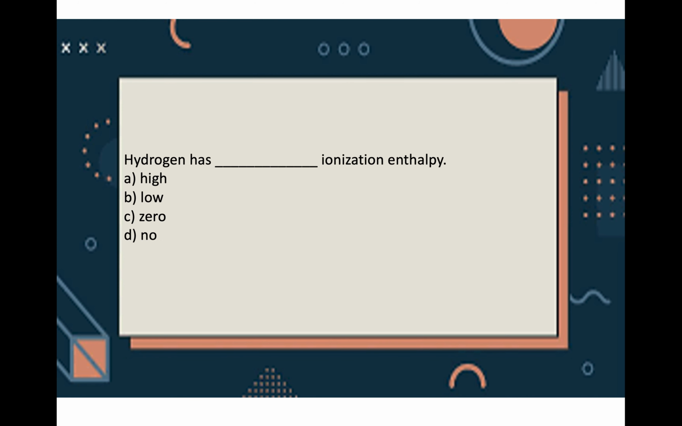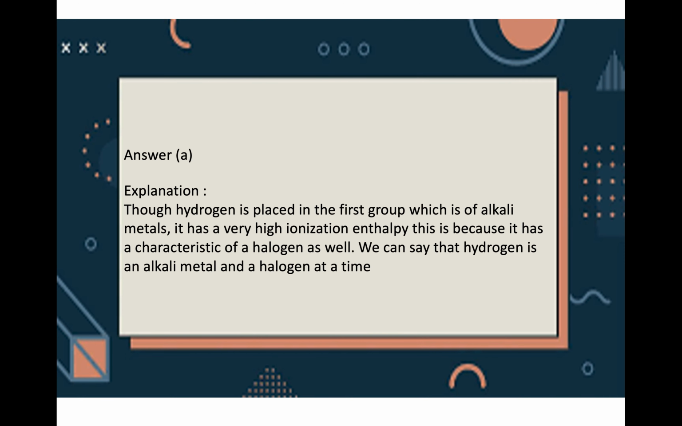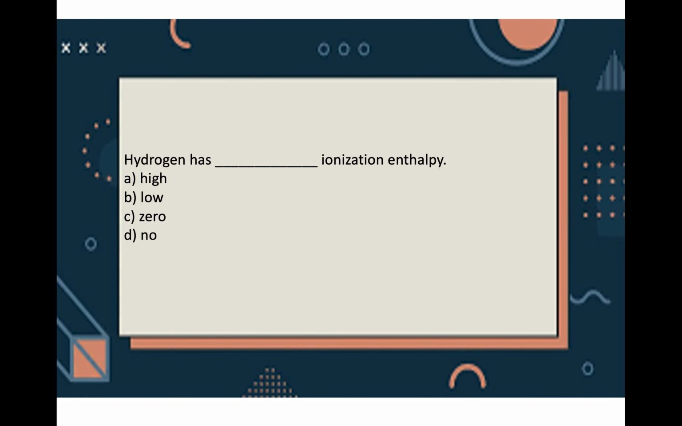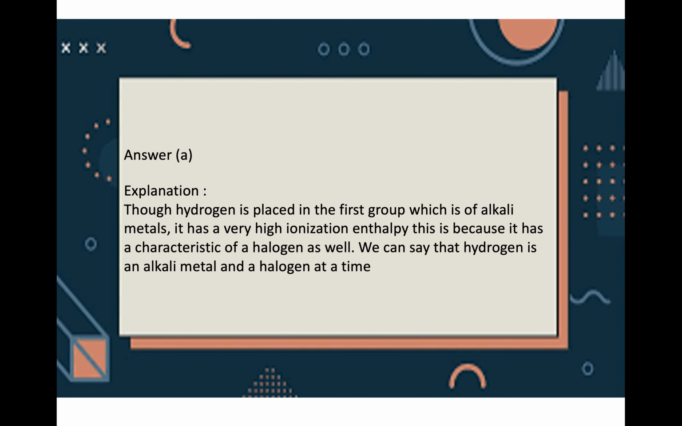Now, next question, hydrogen has dash ionization enthalpy. A is high, B is low, C is 0 and D is no. So, answer is A. It is having high ionization enthalpy. As we already discussed, it belongs to the position 1 in the periodic table, kept along with the alkali metals. And even though it is placed in the first position, it behaves like halogens also, so it has high ionization enthalpy. So, hydrogen is at the same time an alkali metal as well as a halogen.